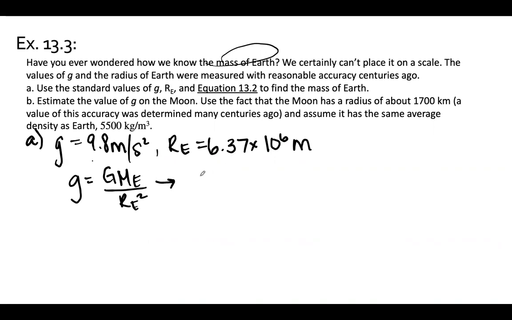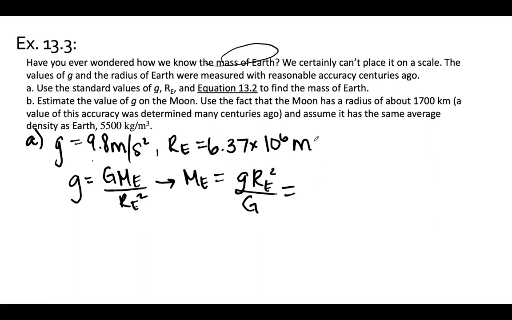So the mass of the Earth is going to be equal to little g times R sub E squared over big G. I'm sorry, this pen is being really weird today.